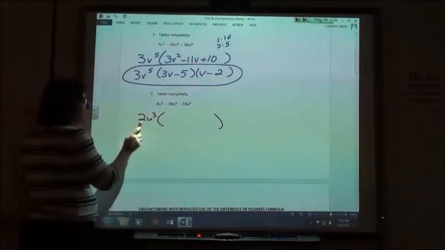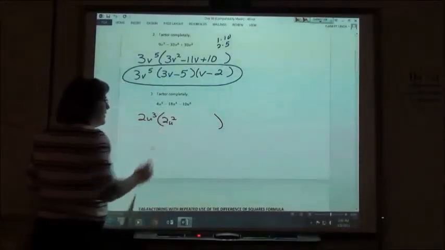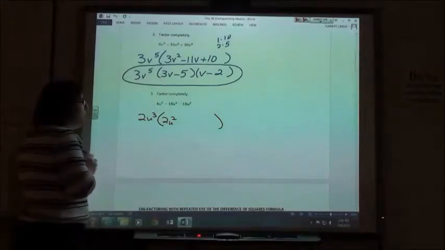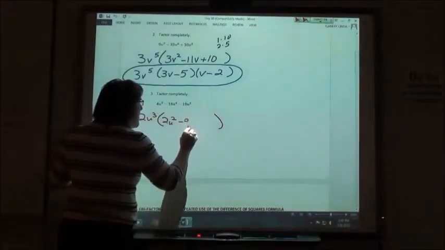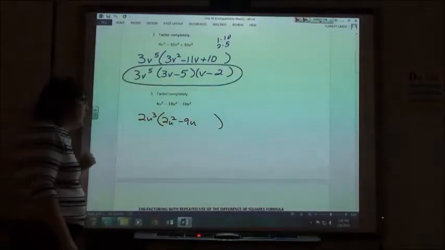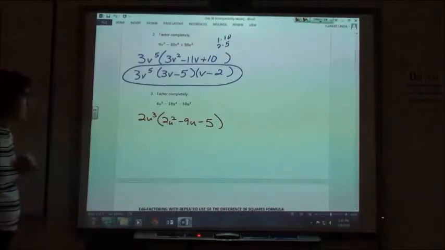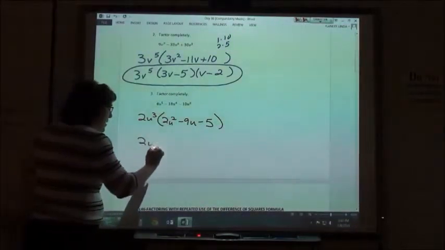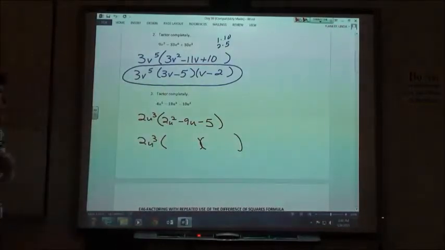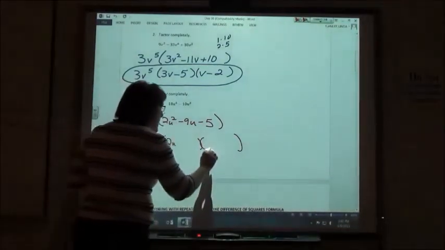4u to the 5th divided by 2u to the 3rd would be 2u to the 2nd. Minus 18u to the 4th divided by 2u to the 3rd is minus 9u. And negative 10u to the 3rd divided by 2u to the 3rd is minus 5. So again, we want to try to factor it again. Sometimes it won't. Most of the time it will. Factors of 2u squared. 2u and u.